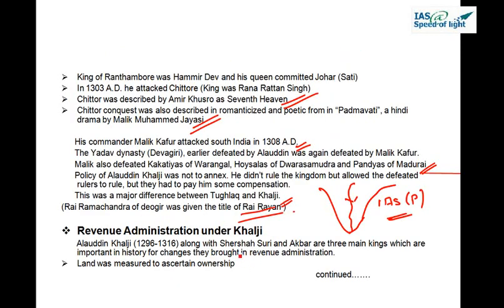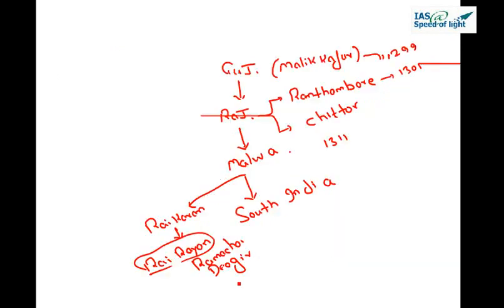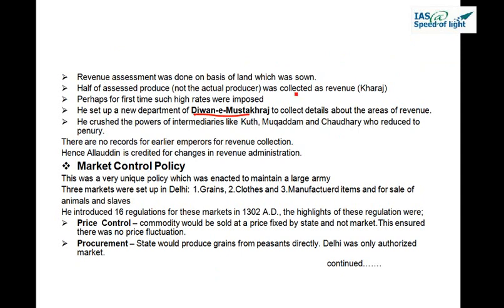Plus he made several changes in the ways revenue was collected. Before him, the land was measured to ascertain ownership. Revenue assessment was done on the basis of land which was shown. Half of the assessed produce, not the actual produce, as actual production may be less and assessed production may be more, was collected as the revenue, and that tax, we will see, was kharaj. And perhaps for the first time such high rates were imposed. Now after revenue administration, second comes the market control policy.